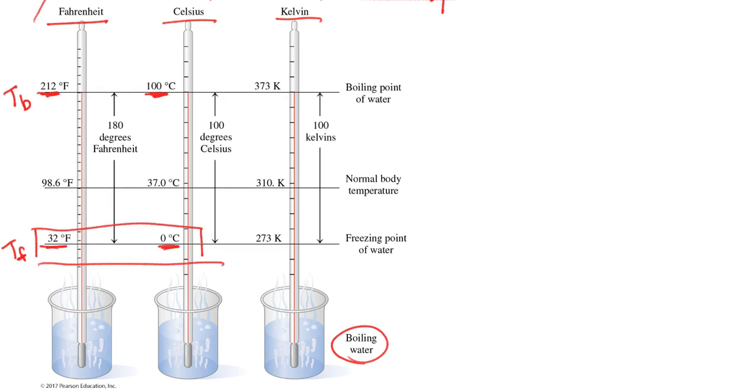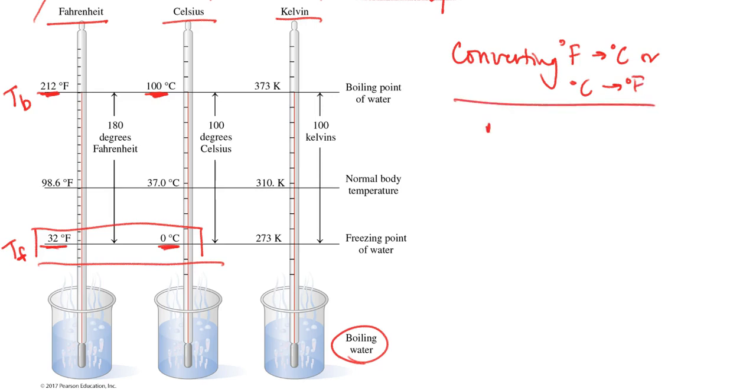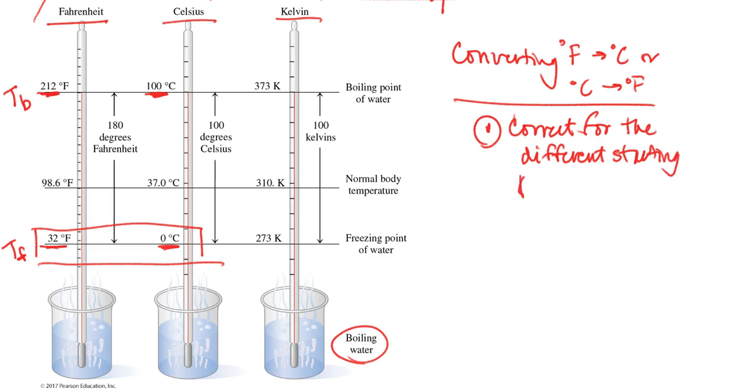And so when we're considering converting Fahrenheit to Celsius or Celsius to Fahrenheit, one thing that we have to keep in mind is we have to correct for the different starting points. In order to do that, notice that for the freezing point of water, that reference temperature in Celsius is 0. For Fahrenheit, it's 32 degrees.